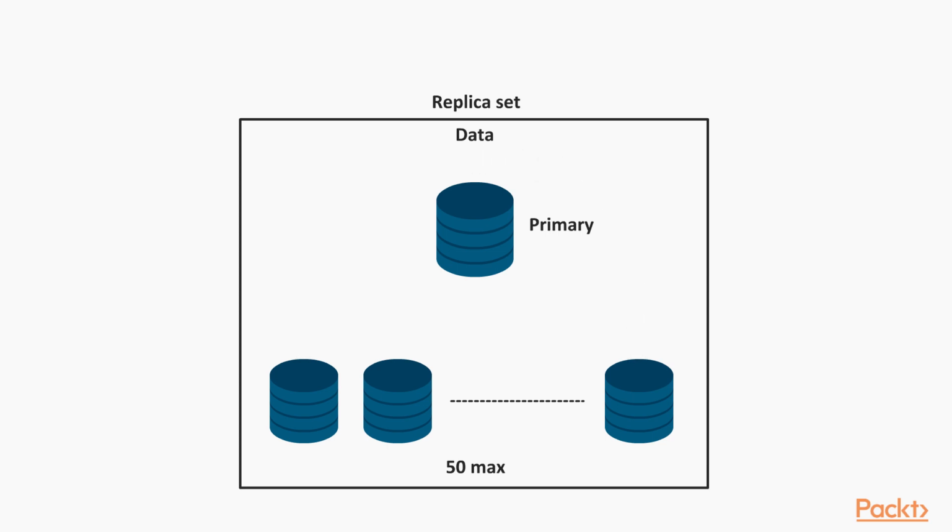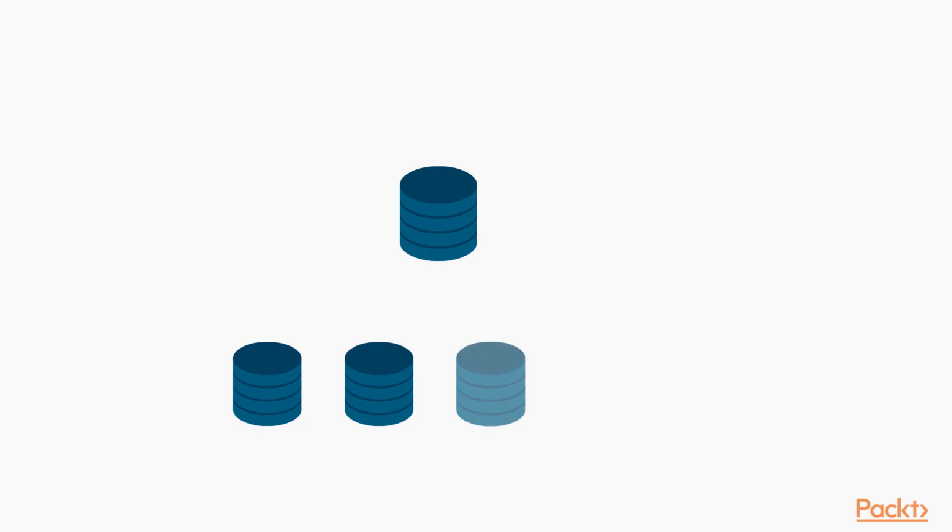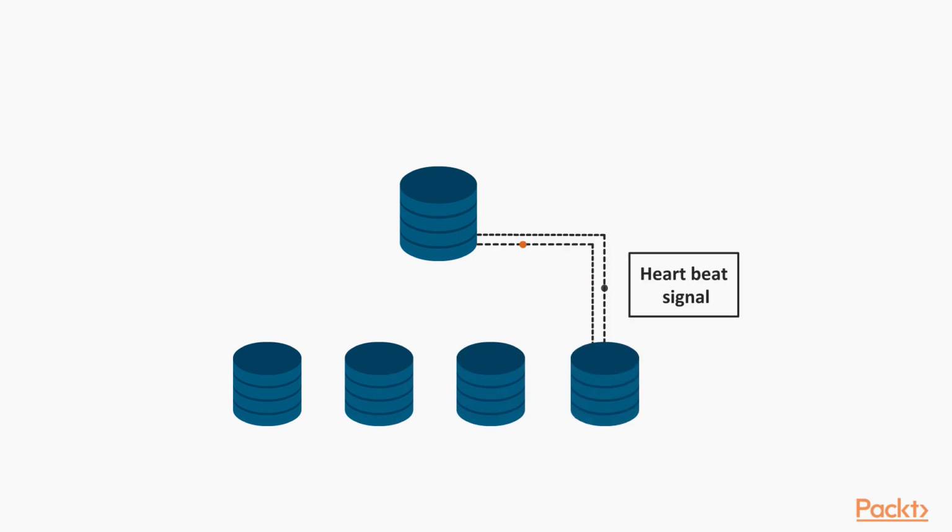Now, how does this exactly work? The primary continuously keeps sending heartbeat signals to its secondaries. The secondaries in turn send heartbeat signals to the primary. In this way, both the primary and secondaries are aware of each other's health and status. Now, if the primary is not responding for a long time, or if a secondary is not responding to the heartbeat signal for a long time, whoever is not responding is considered to be dead. If it is the primary that is dead, then an election will be triggered, and whichever of the secondaries wins based on certain criteria will become the new primary.